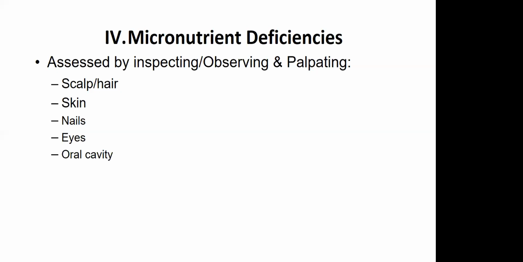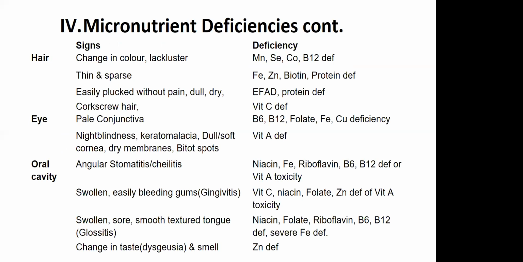So I have a table here which summarizes the deficiencies you'd want to be thinking of whenever you're assessing micronutrient deficiencies in these patients. Whenever it comes to hair, as you're looking at lackluster hair and a change in color, you'd want to be looking at selenium, magnesium, B12 deficiency. Whenever you're having thin and sparse hair, as in patients with protein energy malnutrition, those are the key things you'd want to look at: the iron, the zinc, biotin.